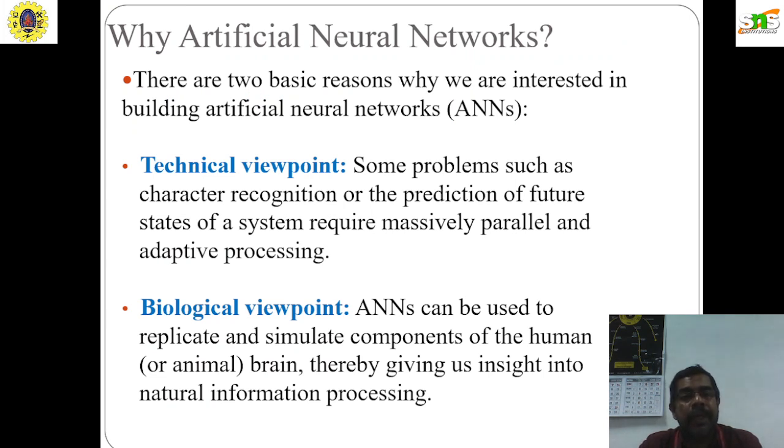Now let's see the purpose of artificial neural networks, and why we use them. There are two reasons. Number one is the technical viewpoint. Some problems, such as character recognition or prediction of the future, require massive parallel and adaptive processing. From the biological viewpoint, ANNs may replicate and simulate the components of the human brain, such as the perceptron, the simple neuron, how it works, and give insight into natural information processing.